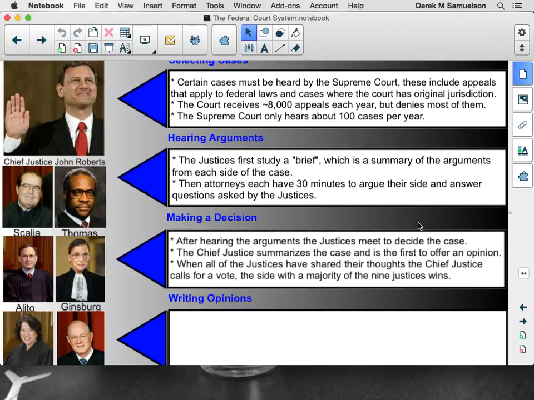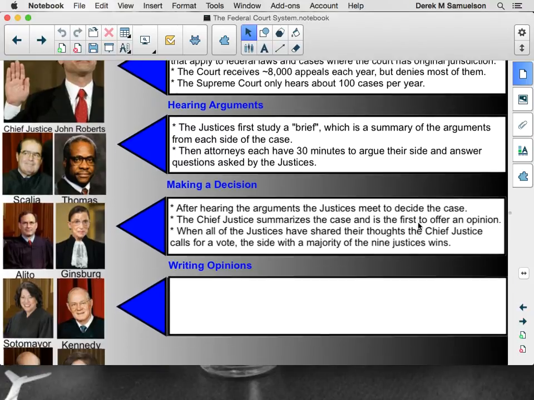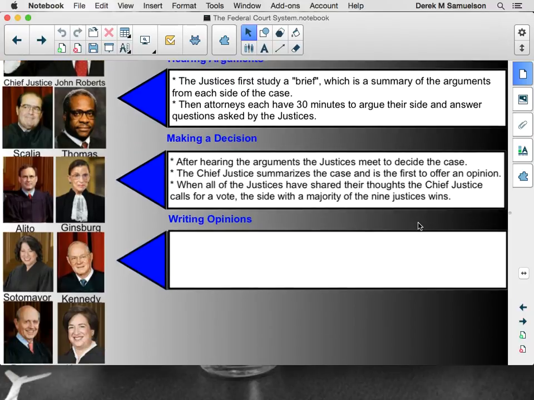Now, once they have heard the case, they've had their questions answered, the justices are going to meet to decide the case. So they go sit down in a room. It's just the 9 of them. No one knows what they decide. They don't even tell the President of the United States. Nobody knows what they have decided until they decide to release that opinion.